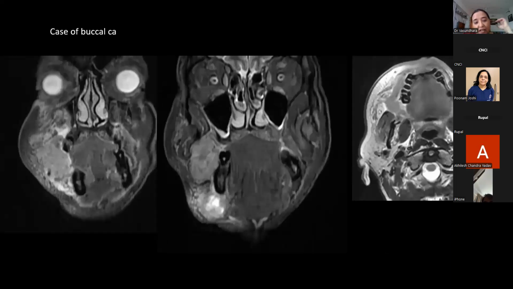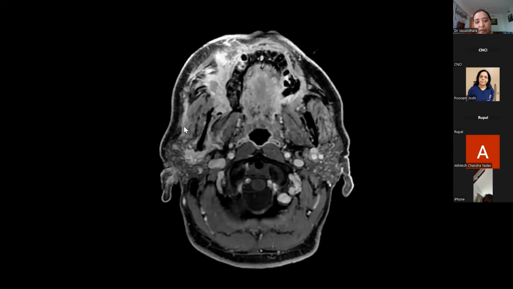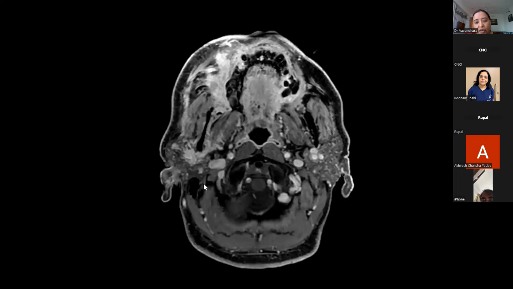Another case of a buccal carcinoma, just to show you the perineural. A large buccal carcinoma was extending behind. I was not sure whether it is along the parotid duct or there was a perineural, but the enhancement was extending right up to the parotid, and there was a nerve thickening over here going to this mastoid groove. So it was a perineural along the buccal branch coming to the parotid and into the facial nerve.